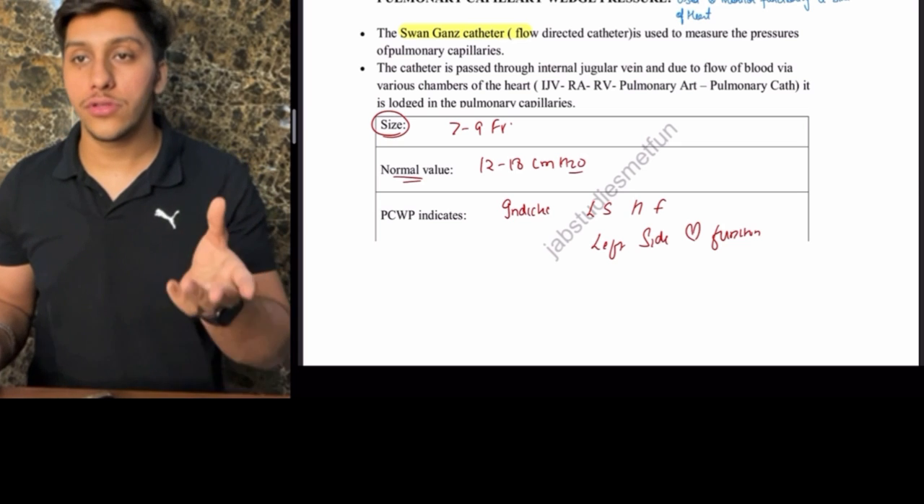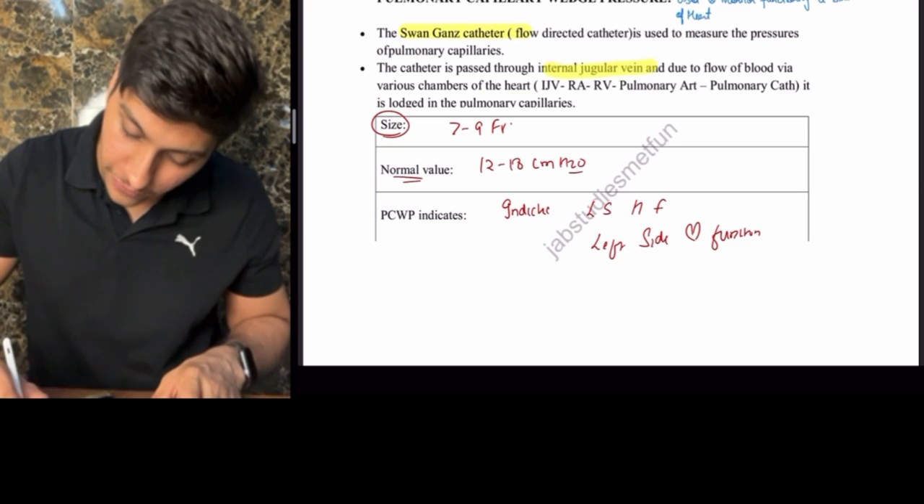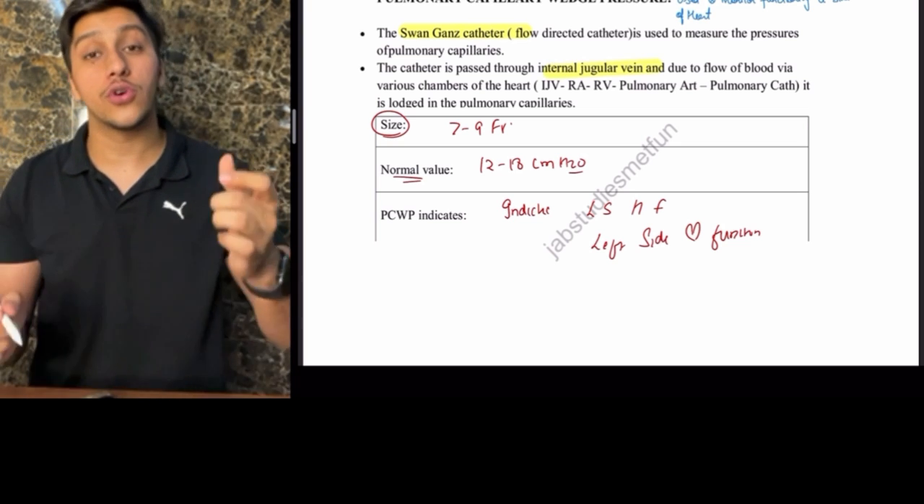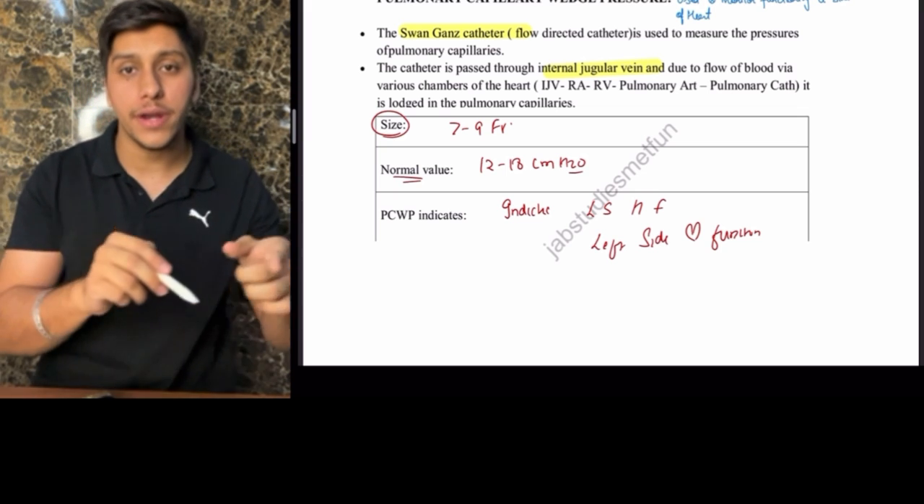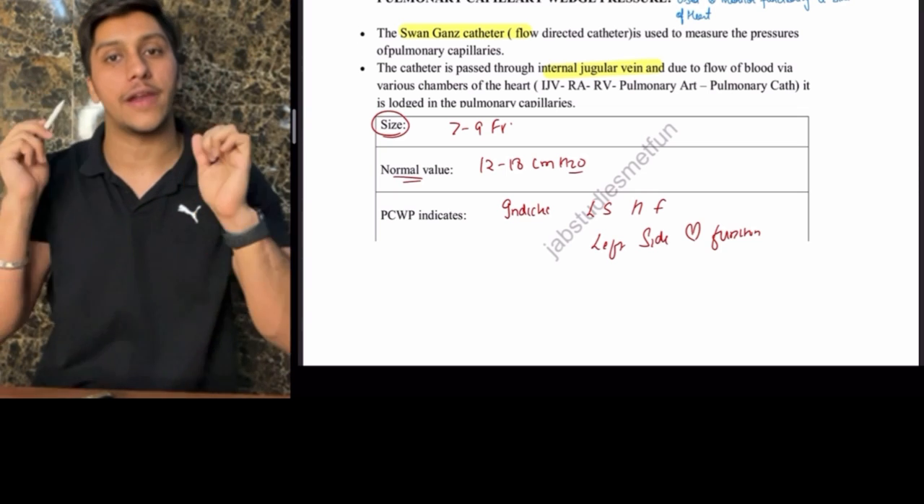Again the passage is going to be the same via the internal jugular vein, and then it follows the pathway. So it goes from the right atrium, right ventricle, pulmonary artery. From there it comes to the pulmonary vein and the left side of the heart.